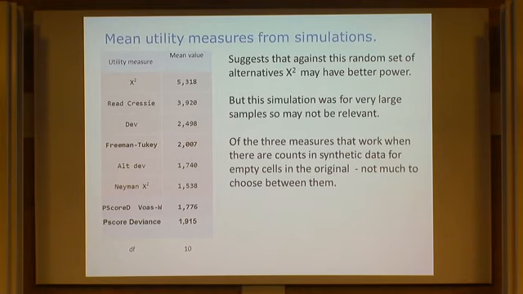But it suggests that for this random set of alternatives, the chi-squared may have better power, and that sort of agrees with some other studies about chi-squared tests. Of the 3 measures that work well, there's really nothing to choose between them. But clearly that's not particularly relevant to here, and perhaps we should be looking at some other way of doing it more realistically.